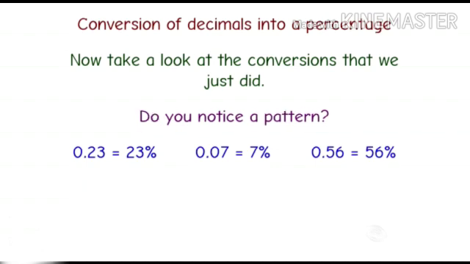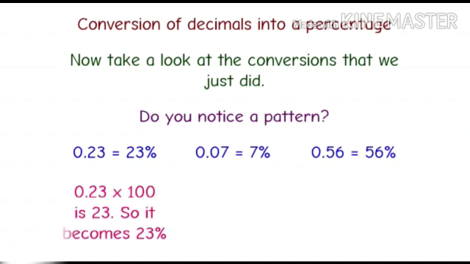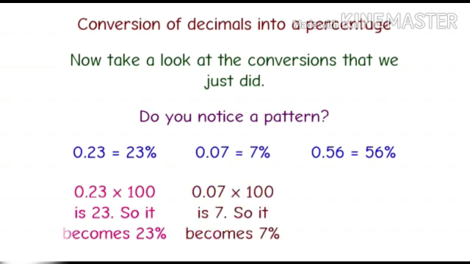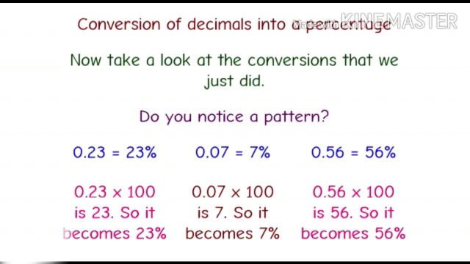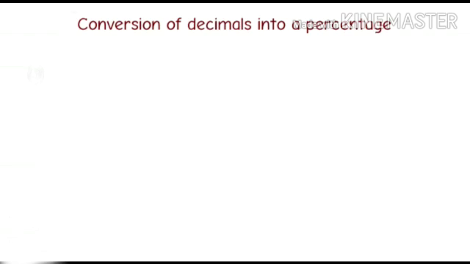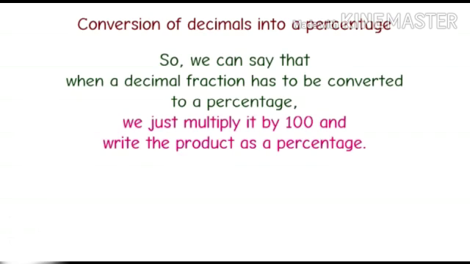0.23 into 100 is 23, so it becomes 23%. 0.07 into 100 is 7, so it becomes 7%. 0.56 into 100 is 56, so it becomes 56%. So, we can say that when a decimal fraction has to be converted into a percentage, we just multiply it by 100 and write the product as a percentage.